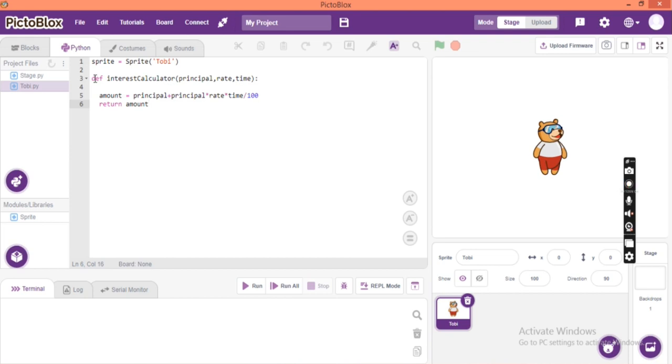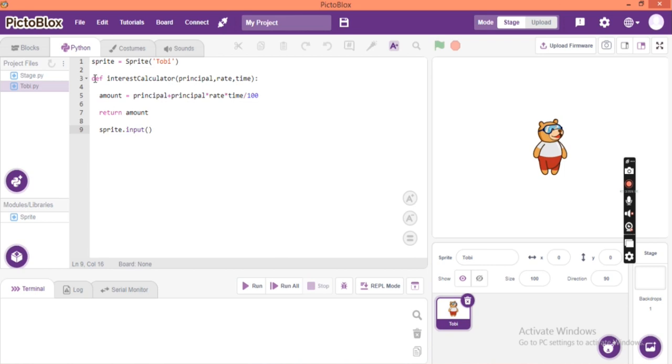Already we have discussed, as it is case sensitive, wherever it is required to write caps, then it's better to write the capital letters. And we have written the amount formula. Amount is nothing but principal plus principal times rate times time period by 100.